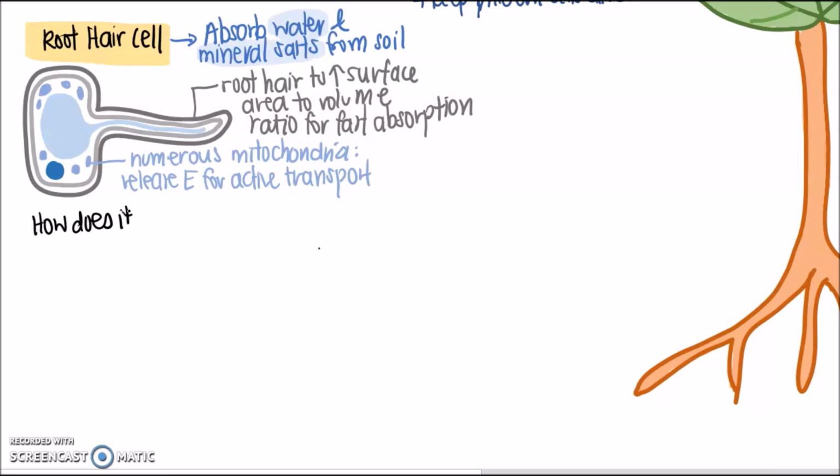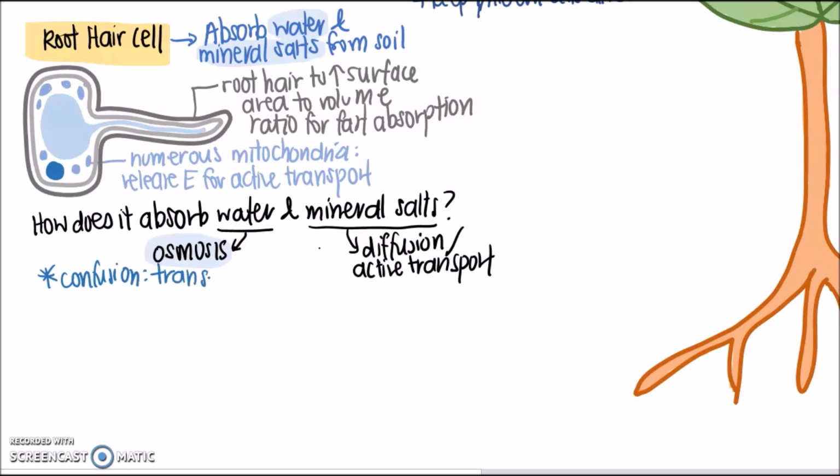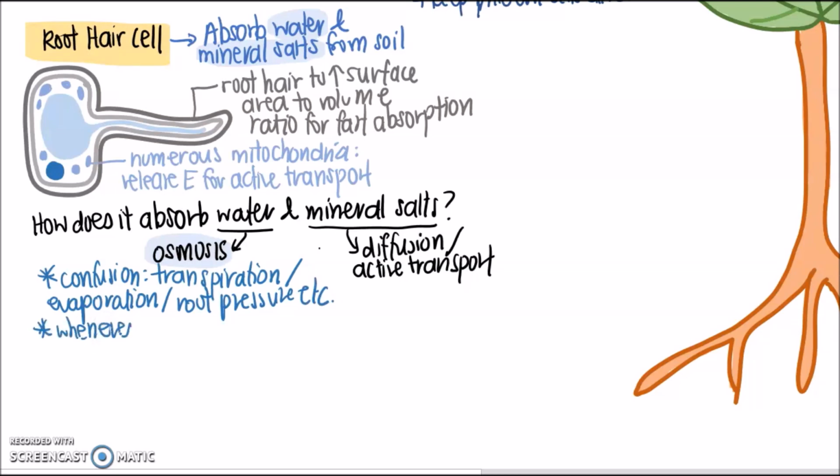Now, how does the root hair cell absorb these two items? Water will be by osmosis, and mineral salts through diffusion or active transport, depending on the concentration outside and inside. Osmosis, many people are always confused with this term, as well as transpiration, evaporation, root pressure, etc. Now, osmosis is whenever it is into cells or from cell to cell.